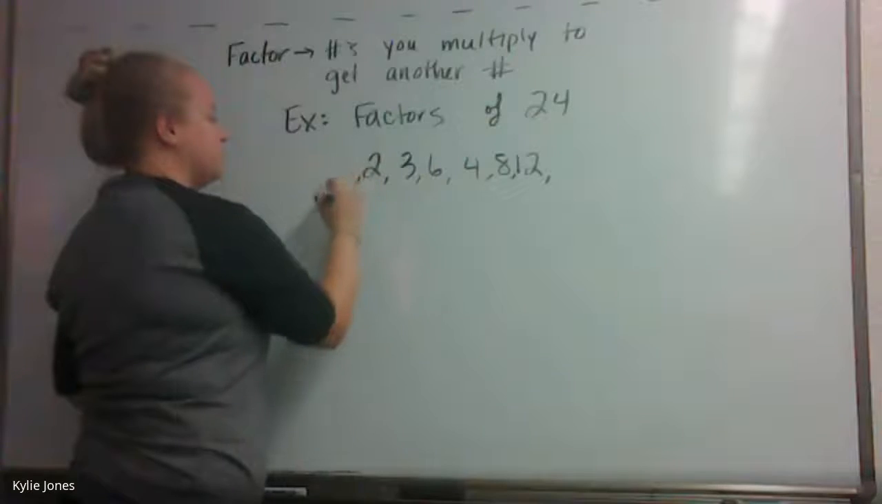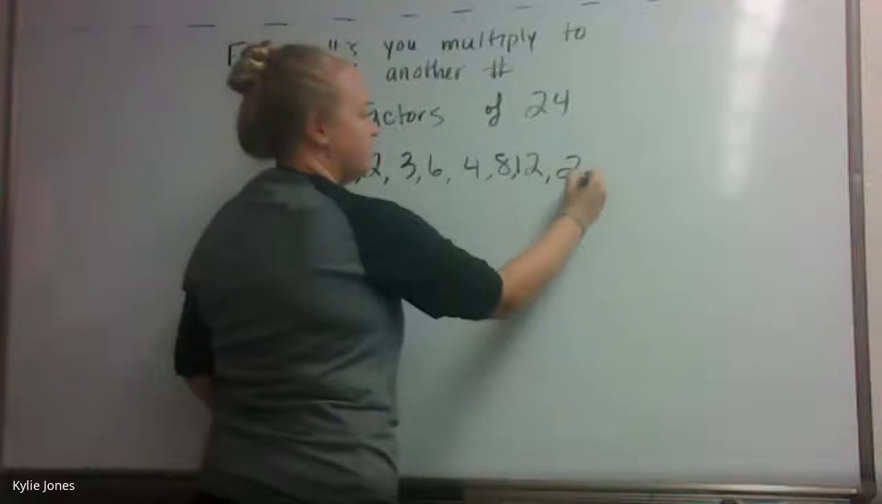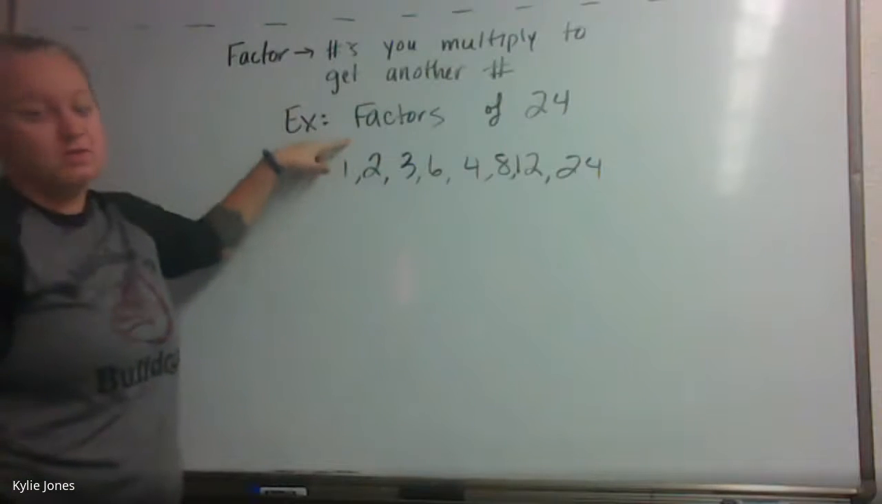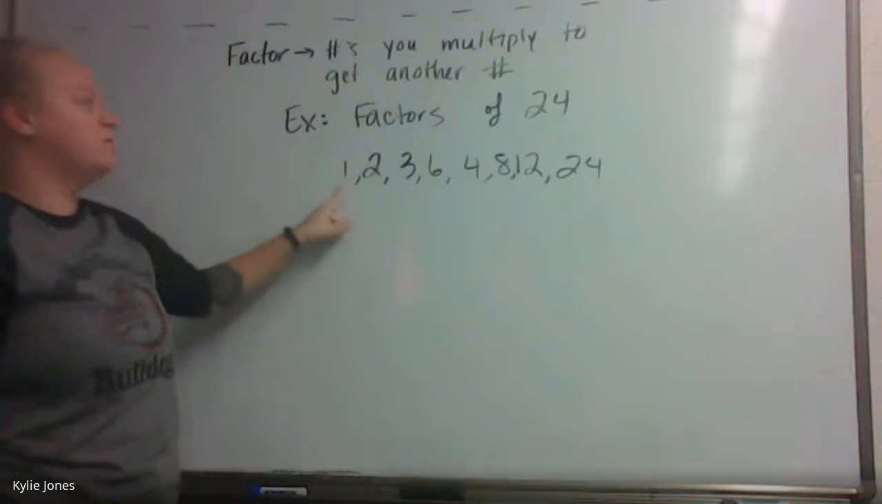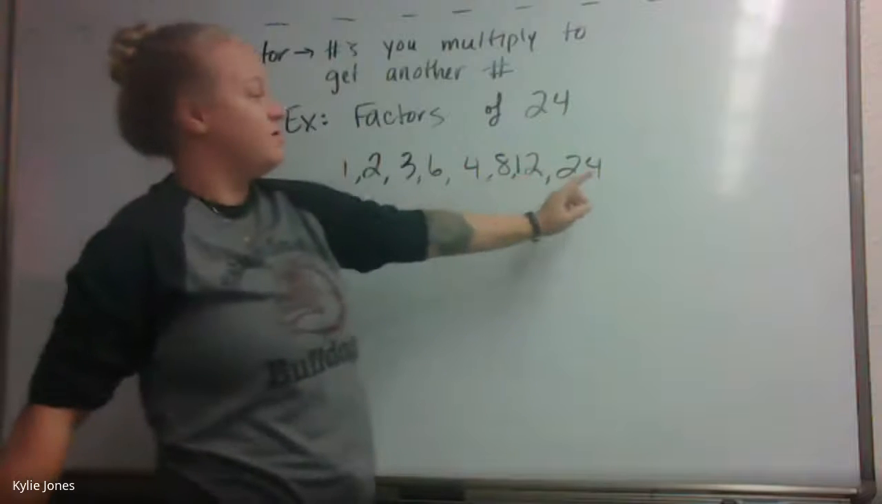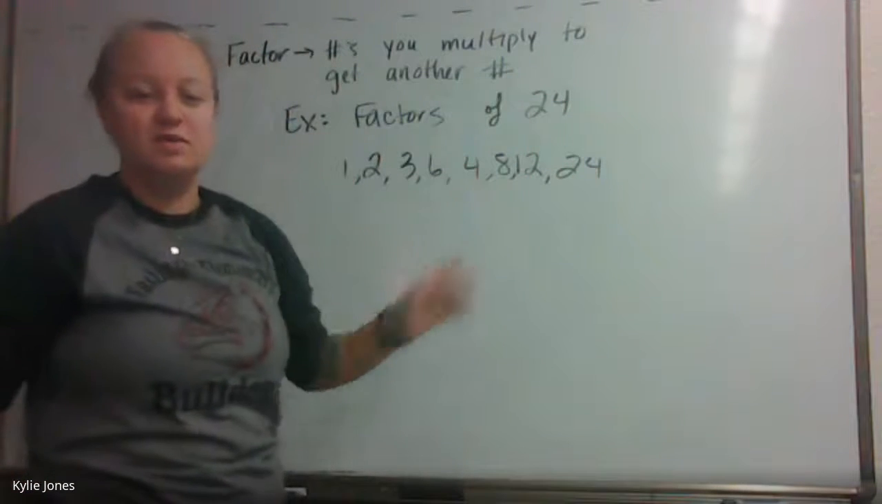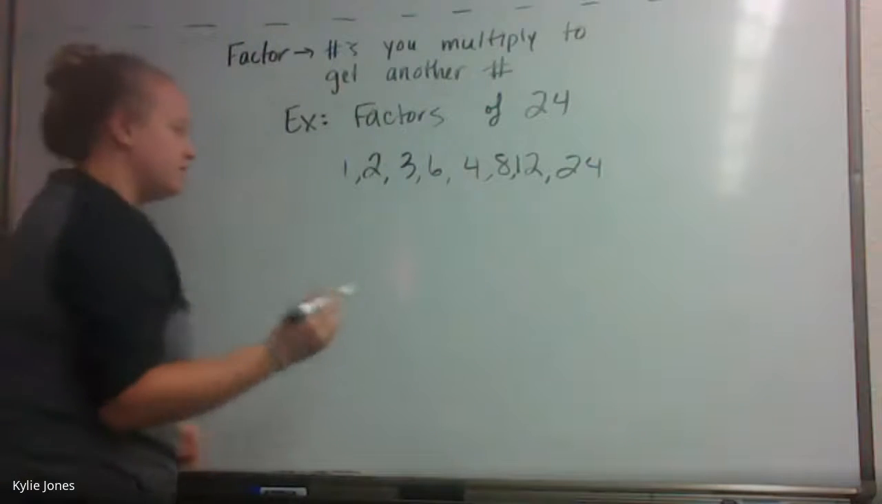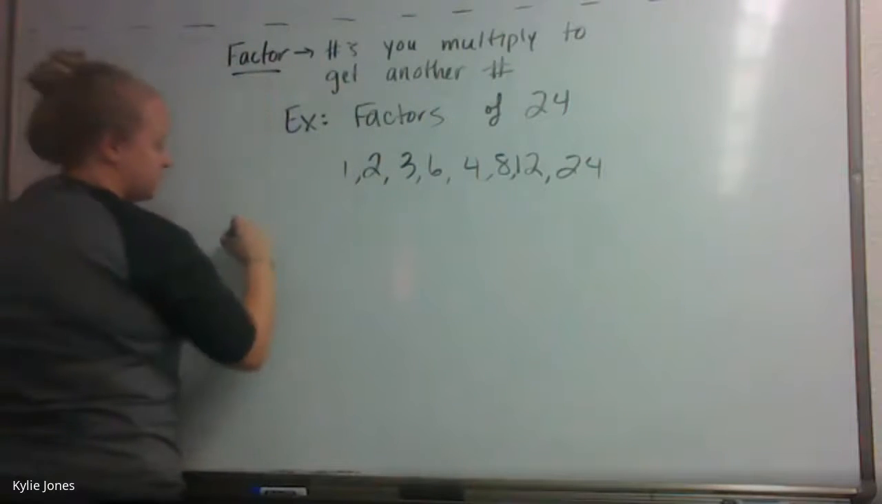We have 2 and 12. It's 24 and 1. 1 and 24. There we go. So now if we wanted to say all of the factors of 24, we would say the factors of 24 are 1, 2, 3, 6, 4, 8, 12, and 24. Any of those numbers can be divided evenly into 24. Okay? Now let's talk about multiples.